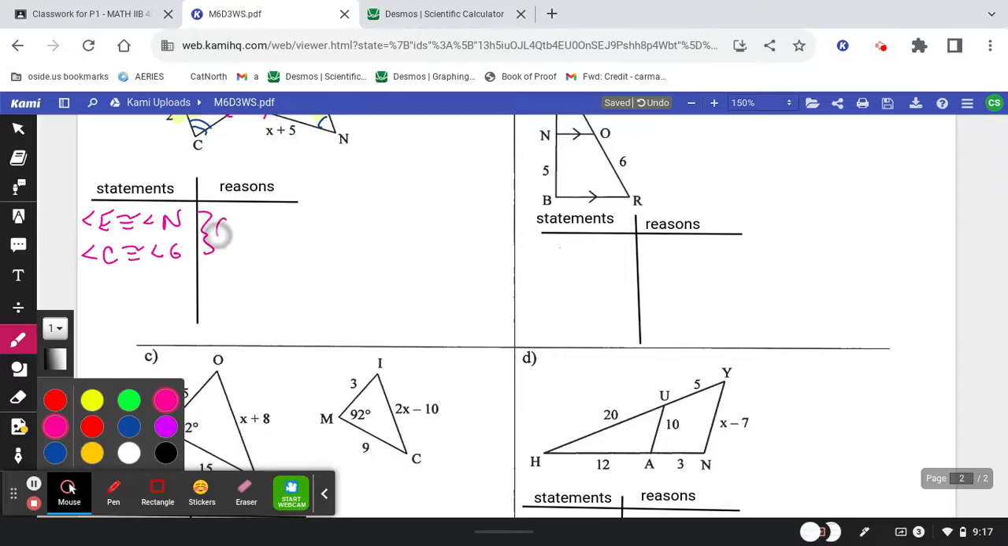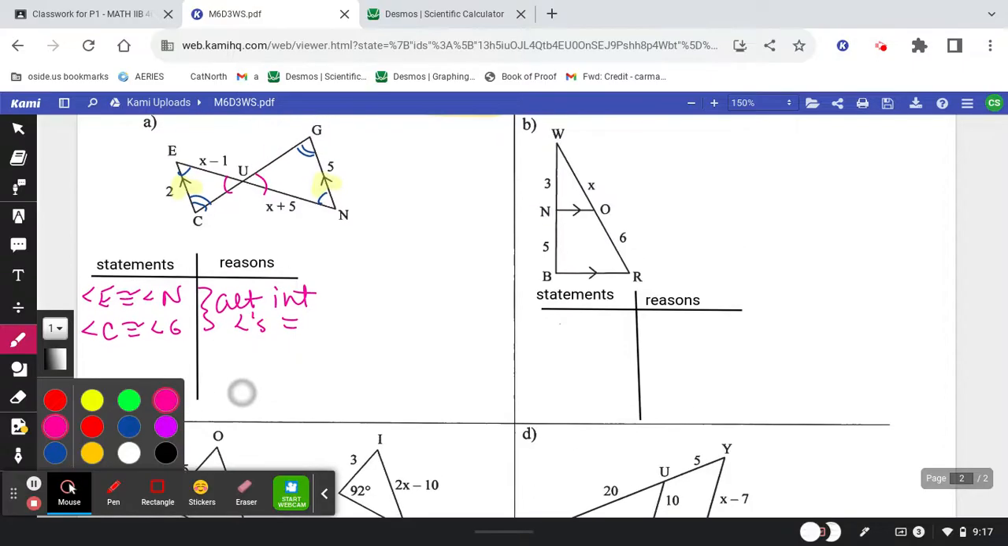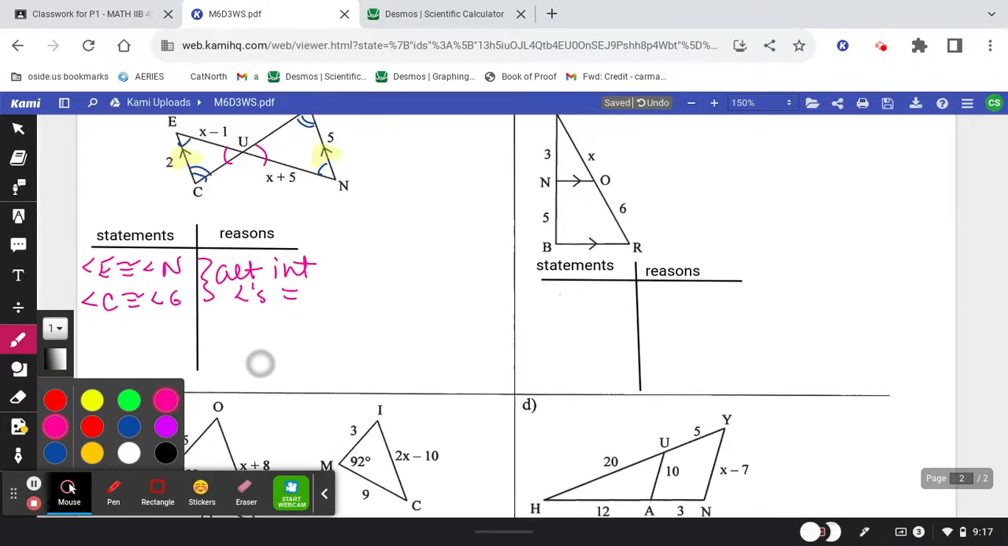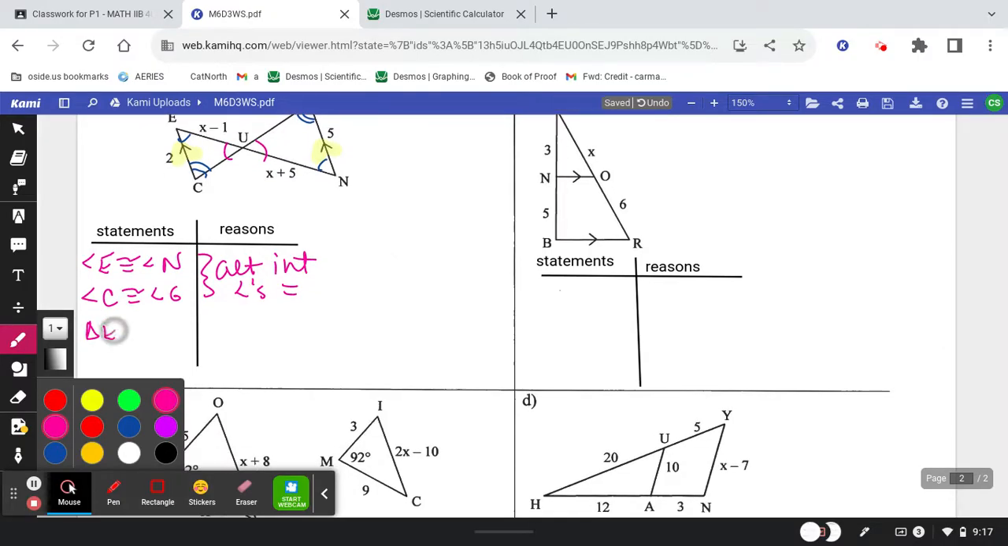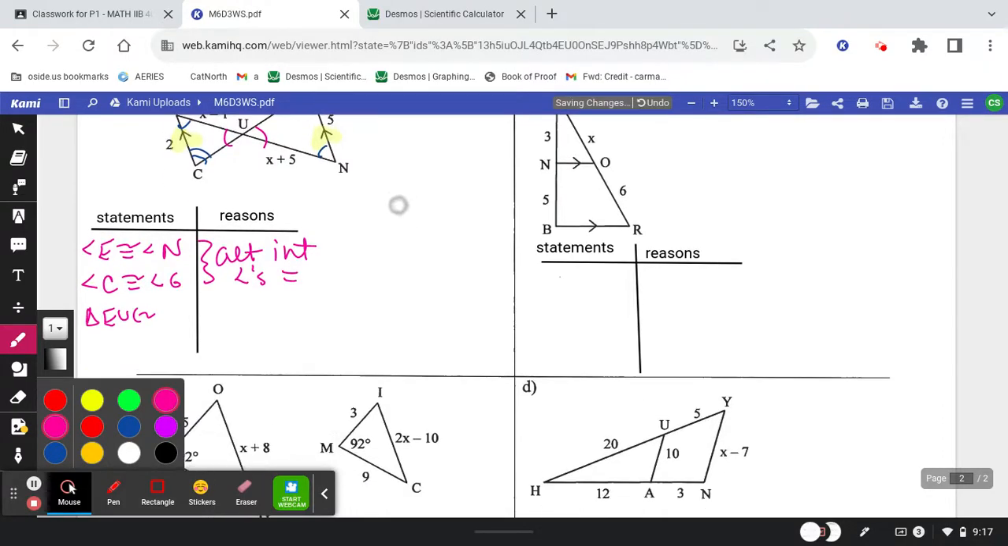And the reason for that is alternate interior angles are equal. You also could have used the vertical angles. I don't care which ones. Now we have enough for similarity. So we say triangle EUC is similar to triangle NUG.